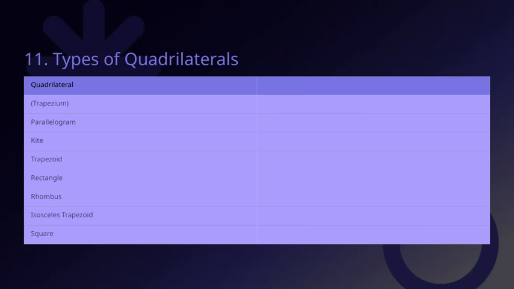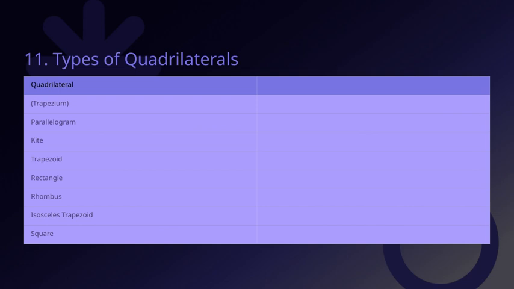Now, let's take a closer look at the different types of quadrilaterals listed here, starting with the trapezium, which is a quadrilateral with at least one pair of parallel sides. Moving on to the parallelogram, where both pairs of opposite sides are parallel, making it a very special type of quadrilateral. Next, we have the kite, characterized by two pairs of adjacent sides that are equal in length, creating a distinctive shape. Then there's the trapezoid, which in some regions is used interchangeably with trapezium, but generally, it refers to a quadrilateral with only one pair of parallel sides.